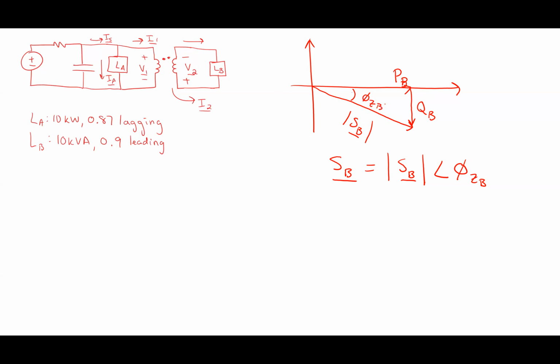So how do I do this? How do I get P and Q? Trig. It's just a simple trig problem. So help me out. How would I get P sub B?